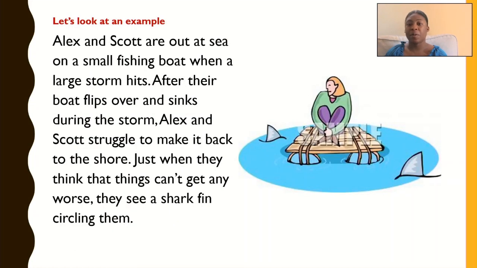Let's look at an example of a story where a conflict is present. Alex and Scott are out at sea on a small fishing boat when a large storm hits. After their boat flips over and sinks during the storm, Alex and Scott struggle to make it back to the shore. Just when they think that things can't get any worse, they see a shark fin circling them. Here, the characters Alex and Scott are facing a problem. They are stuck out at sea with no boat, and now they are surrounded by sharks.